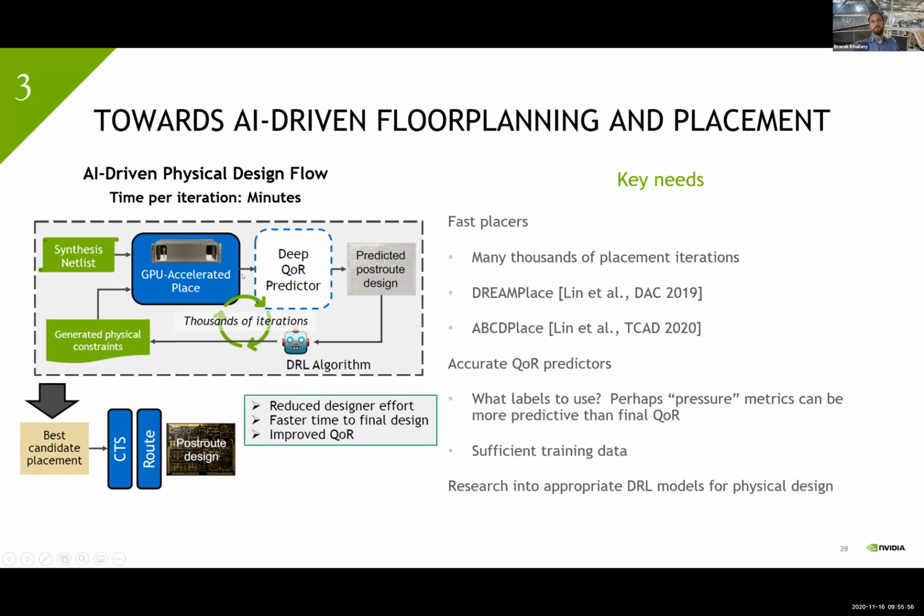But the other problem is, once you have a placement, we can't really predict with a lot of accuracy what the QoR will be downstream after you go through clock tree synthesis and routing. So we still need better predictors in order to make this loop work.